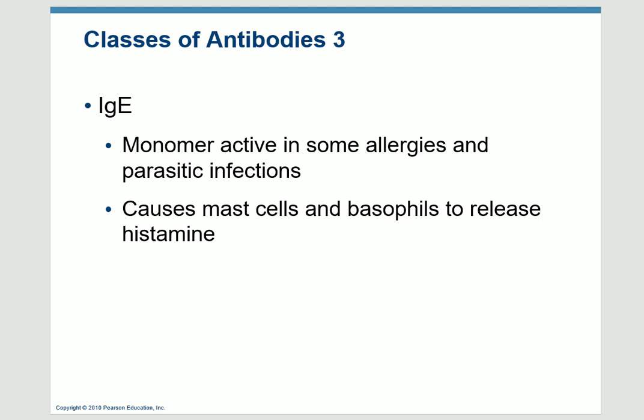Then we have IgE. So immunoglobulin E is going to be active when you have allergies or parasites. It can cause mast cells and basophils to release histamines. So IgE symptoms are going to be histamine type symptoms, like allergy symptoms without the anaphylaxis. Here we're talking itchy, watery eyes, scratchy throat, runny nose. We're talking sinusy, head cold, upper respiratory allergies. IgE is responsible for those.